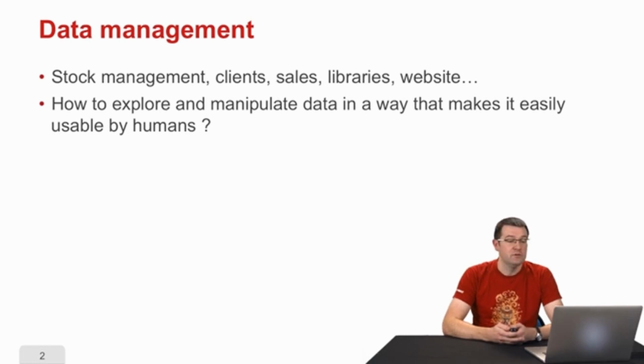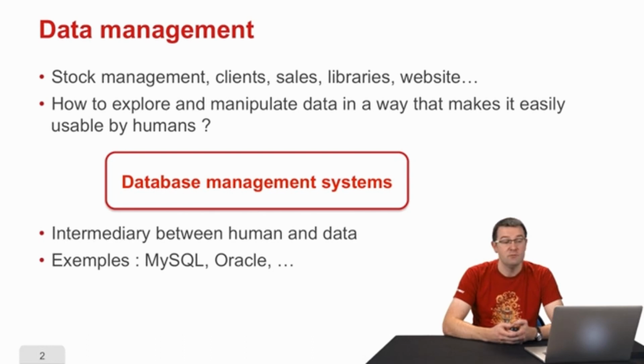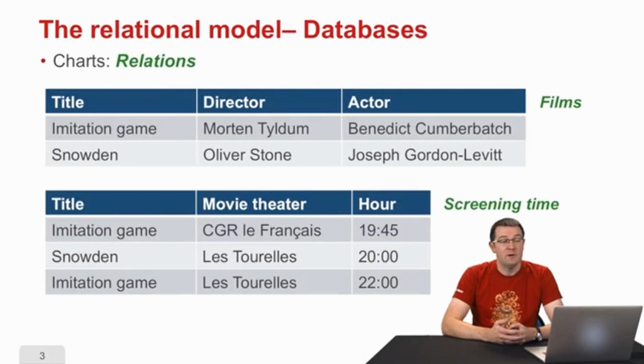There are software called database management systems, which are mediators between humans and data as it is stored in the computer. An example of a system is MySQL. Databases are often manipulated by the model called the relational model. In the relational model, there is an important principle, which is called relations, which are charts filled with data we want to manipulate. Here there are two charts in my example. The first one is called Movies and contains 3 columns. One with the title, one with the director and one with the leading actor.